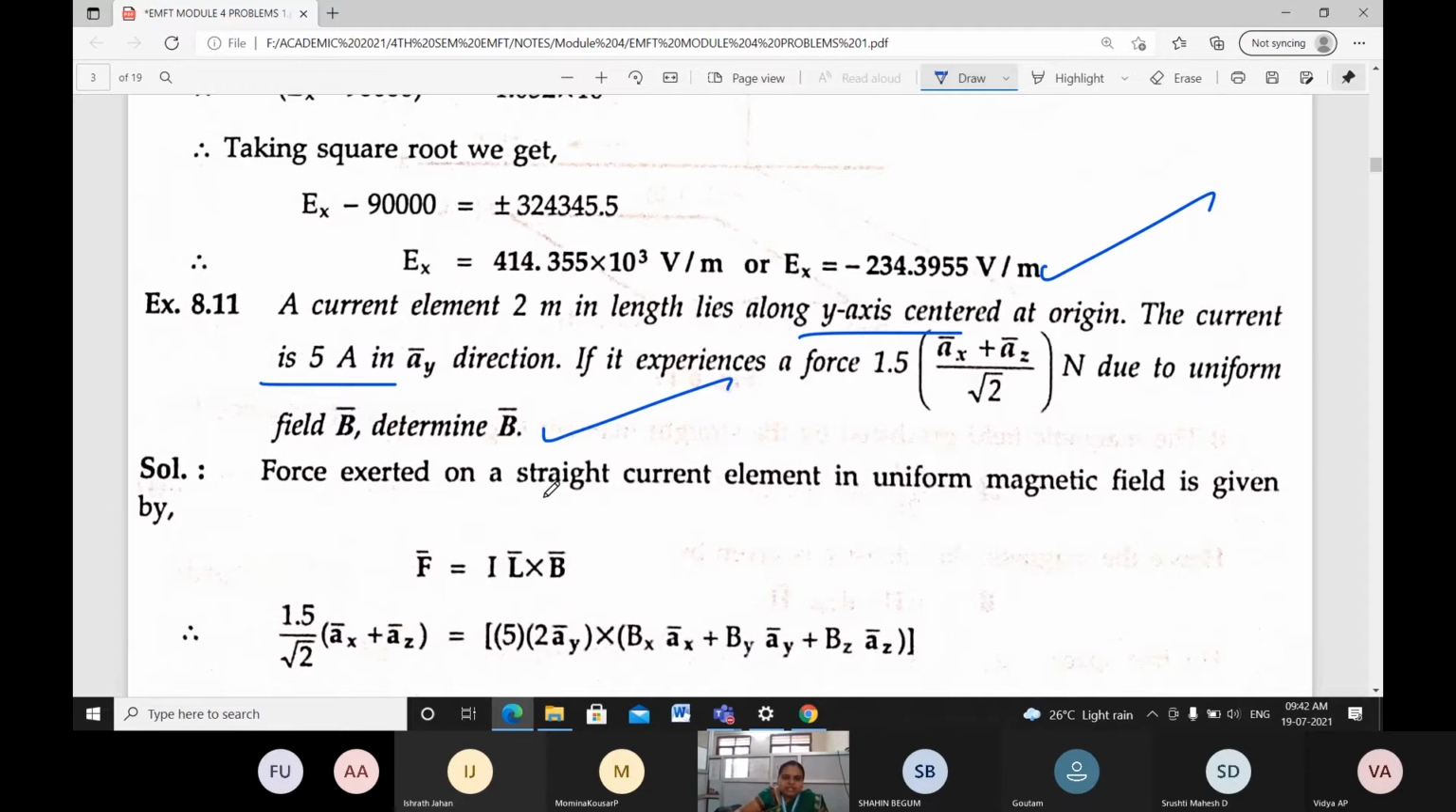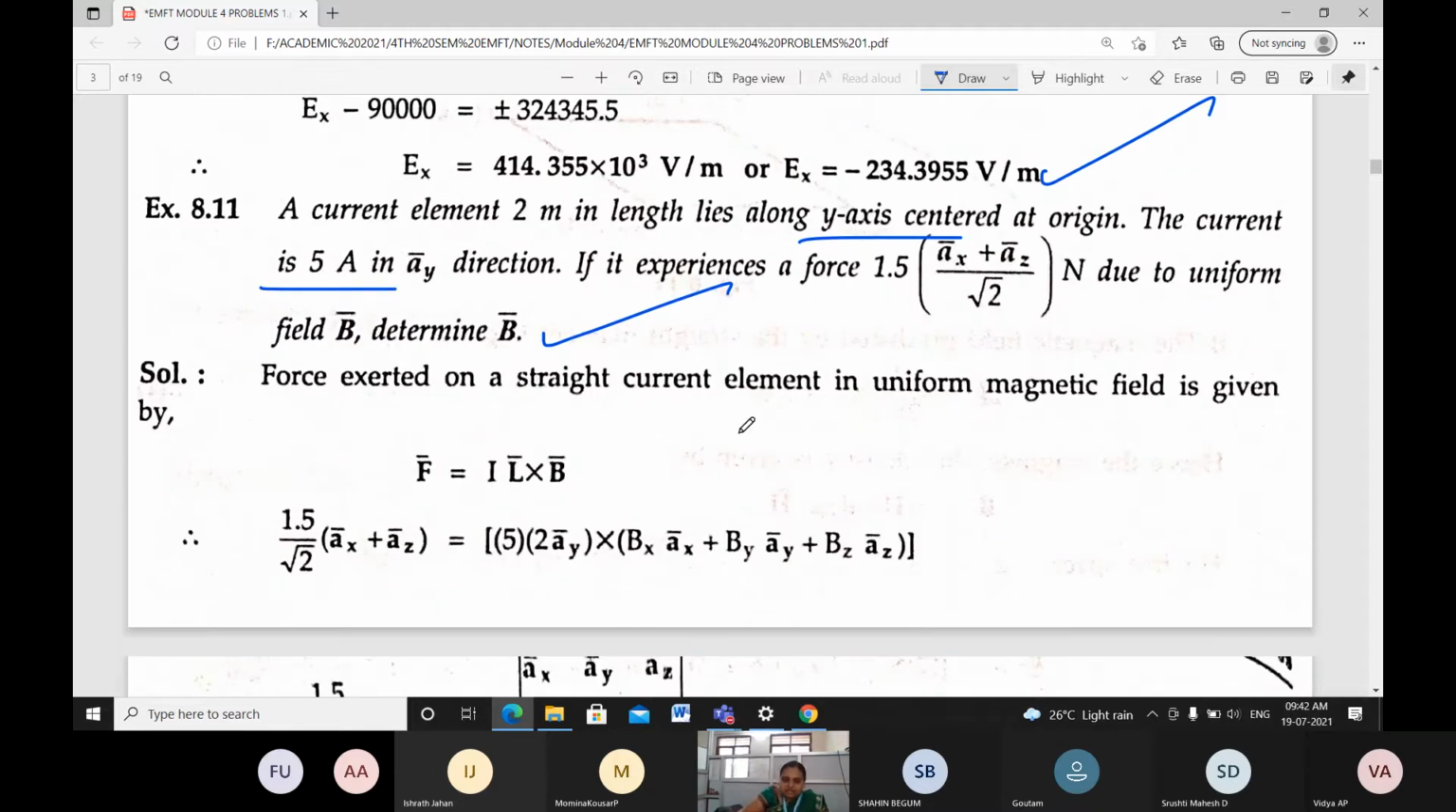Force is going to be exerting on a straight current element. Observe here current element in the uniform magnetic field. Therefore, the equation for force is going to be what now? I L cross B. Right? Force is of what? Substitute that force here.